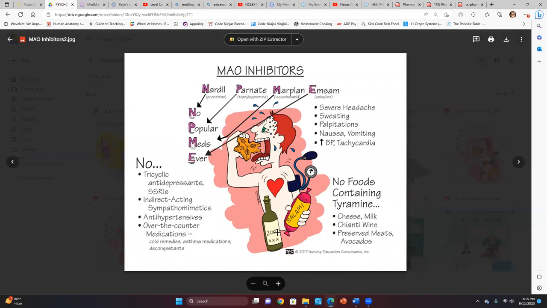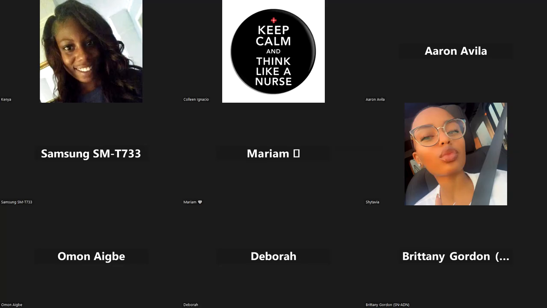They can't have aged cheese, no yogurt, no coffee, teas, or chocolate, no soy sauce, tofu, teriyaki. Don't go to any Asian restaurant. That's the bottom line, okay? No nuts, peanut butter, or pumpkin seeds, okay? Okay, with all of your antipsychotic medications, look out for side effects of extrapyramidal symptoms and tardive dyskinesia. Those are the extra movements that the patient can have.